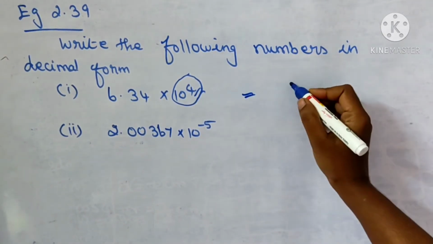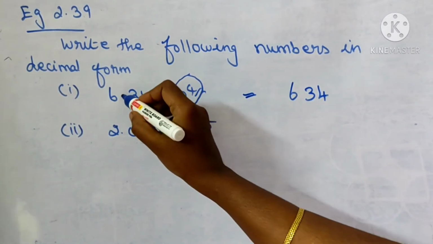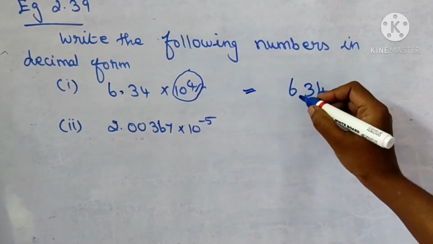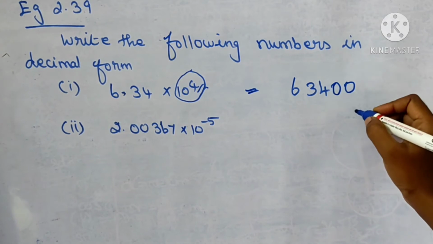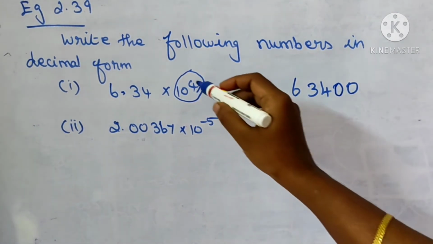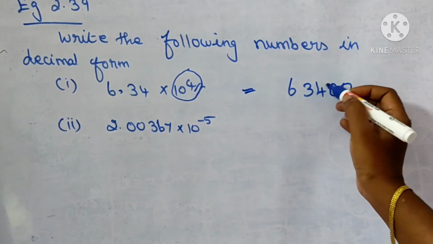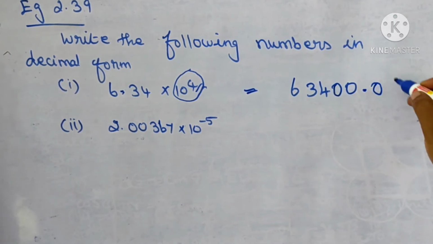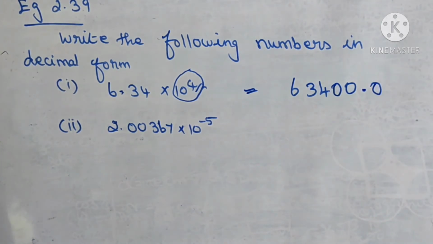Now the number is 6.34. We move the decimal point 4 digits to the right side. After the decimal point there are only 2 digits, but we want 4 digits, so the remaining digits you consider 0. So 6.34 after you take 2 zeros. Now the decimal point moves 4 digits: 1, 2, 3, 4. So here we take the point. Then write the zeros or leave it. Just write this answer. This is the answer.